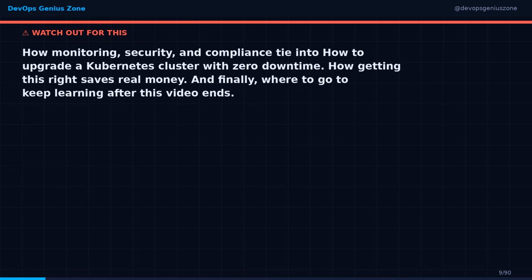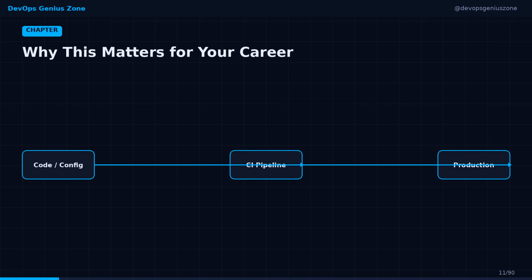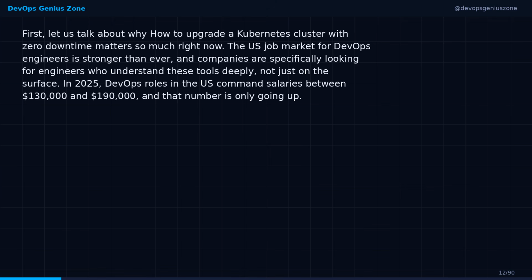Let's get into it. First, let us talk about why how to upgrade a Kubernetes cluster with zero downtime matters so much right now. The US job market for DevOps engineers is stronger than ever, and companies are specifically looking for engineers who understand these tools deeply, not just on the surface. In 2025, DevOps roles in the US command salaries between $130,000 and $190,000, and that number is only going up. Knowing how to upgrade a Kubernetes cluster with zero downtime inside and out can literally change your career trajectory.